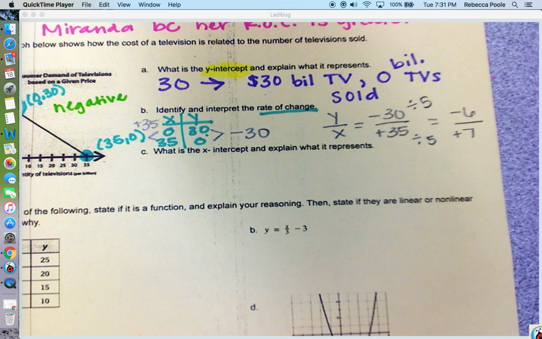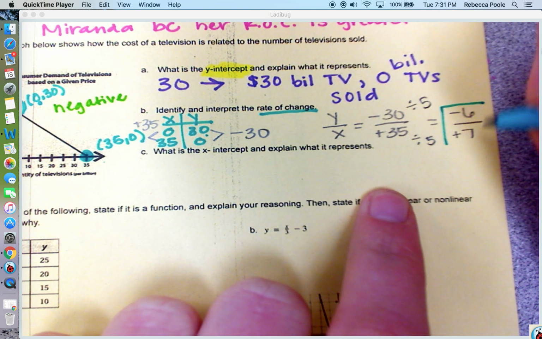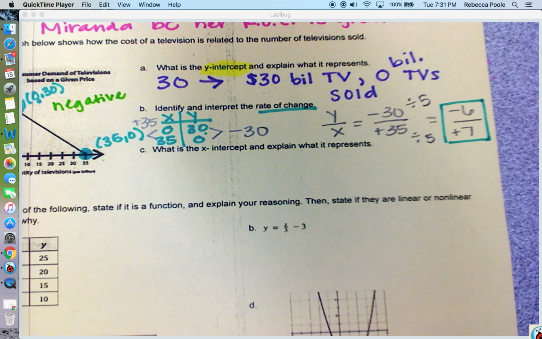So this is going to be my rate of change. I'm going to box it. But you guys need to remember this part right here. Let me get a different highlighter.